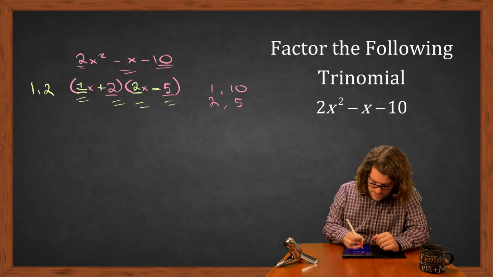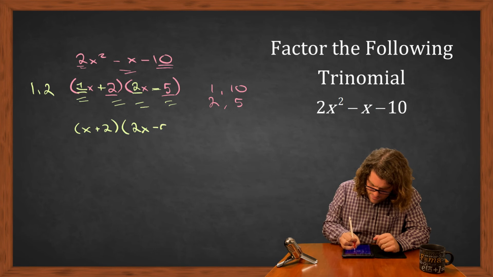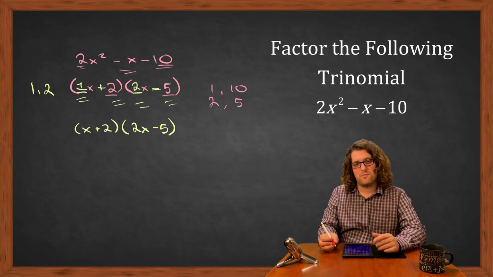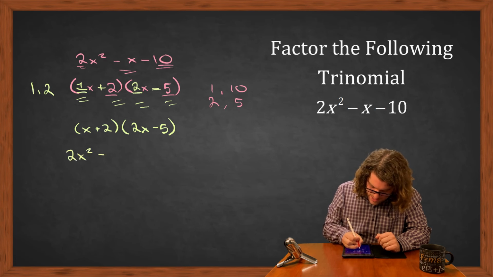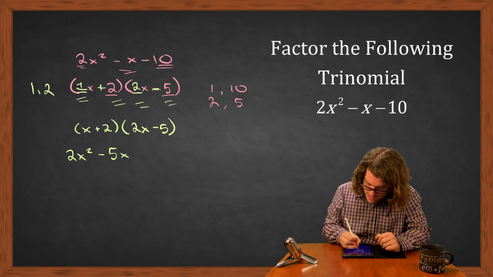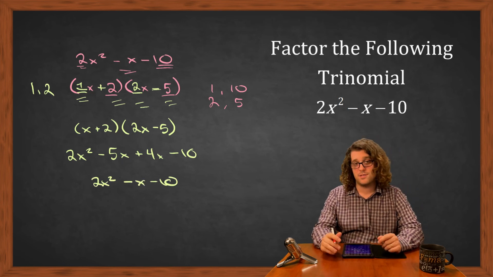Now, let's take that final answer and write it as x plus 2 times 2x minus 5. And I'm just going to use the distributive property, multiply it back out just to check our final answer. So x times 2x is 2x squared. X times negative 5 is negative 5x. 2 times 2x is 4x. And 2 times negative 5 is negative 10. So we get 2x squared minus x minus 10, just like what we started with.